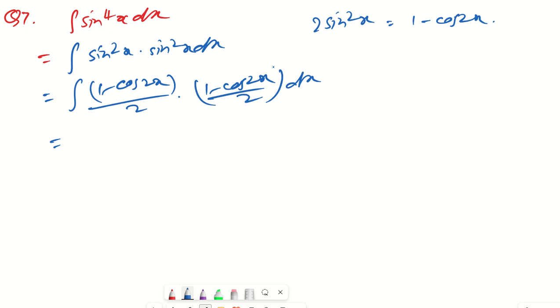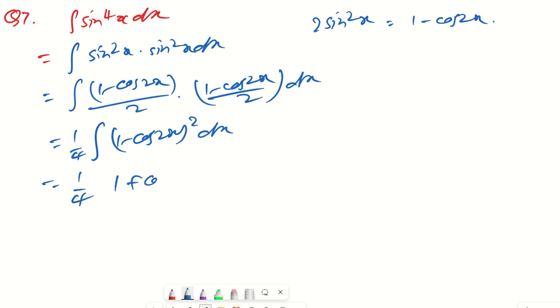Alright. So 1 by 4 will come out, and we are going to get the integration of 1 minus cos 2x whole square dx. Now we can expand this using algebra, a minus b whole square. So it will become 1 by 4 into 1 plus cos square 2x minus 2 cos 2x. Now we have almost simplified. One more term we can do, which is not yet possible? This one, right? Here actually it is cos square 2x.